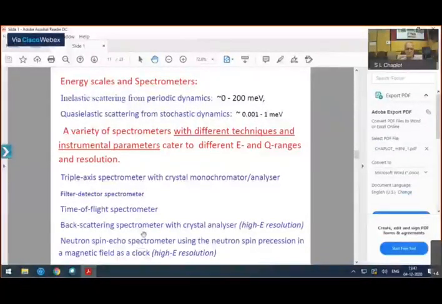So both of these techniques, giving very high energy resolution of a microelectron volt, are used largely for quasi-elastic scattering of very slow relaxations like polymers and so on. And also where you need to do an extremely high energy analysis, maybe for specific anharmonic phonons and so on and so forth. So these are the broad techniques.